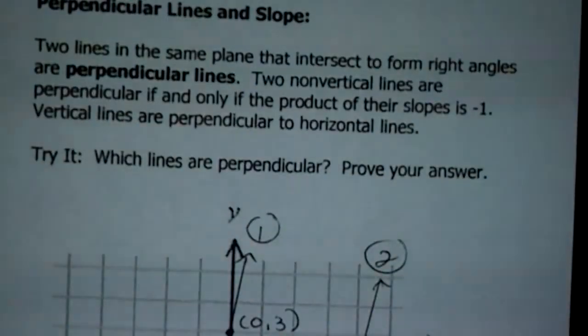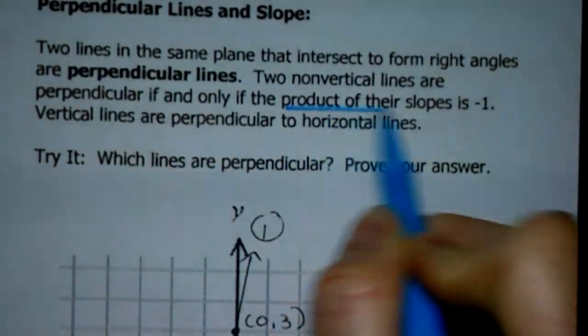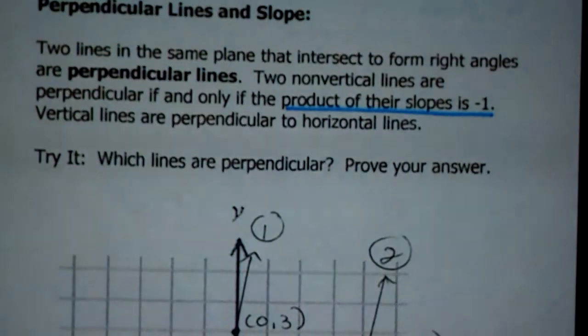Alright, so now perpendicular lines. Two lines in the same plane that intersect to form two right angles are perpendicular lines. So kind of like a big plus sign, picture it. But it doesn't have to be straight up. It could be moved to the side. Two non-vertical lines are perpendicular if and only if the product of their slopes is -1. Vertical lines are perpendicular to horizontal lines. So if you had a y equals equation and an x equals equation with just one number attached afterwards, those would automatically be perpendicular.